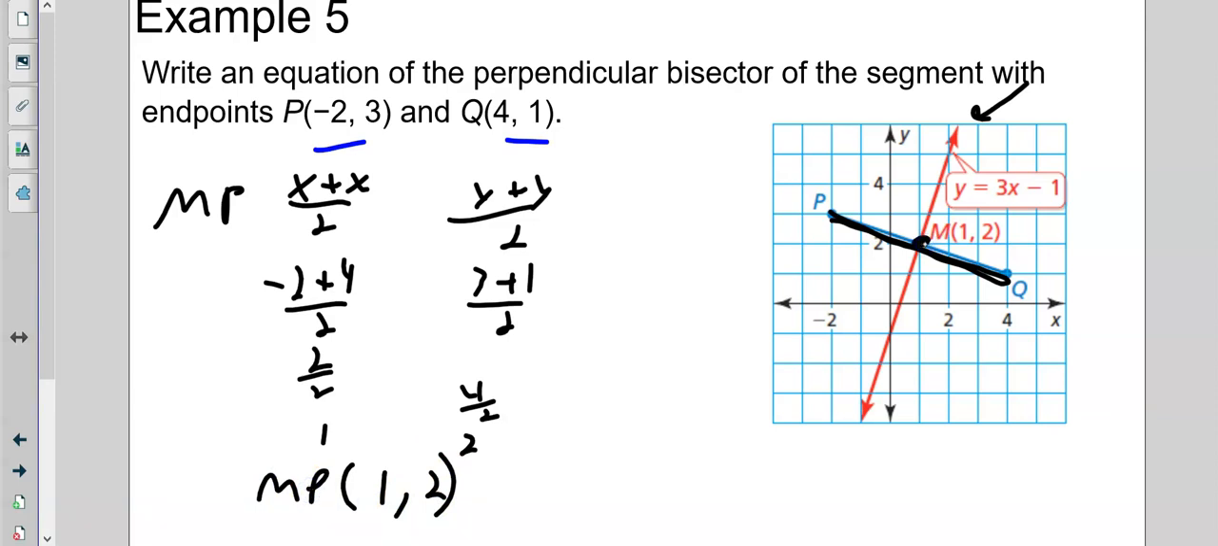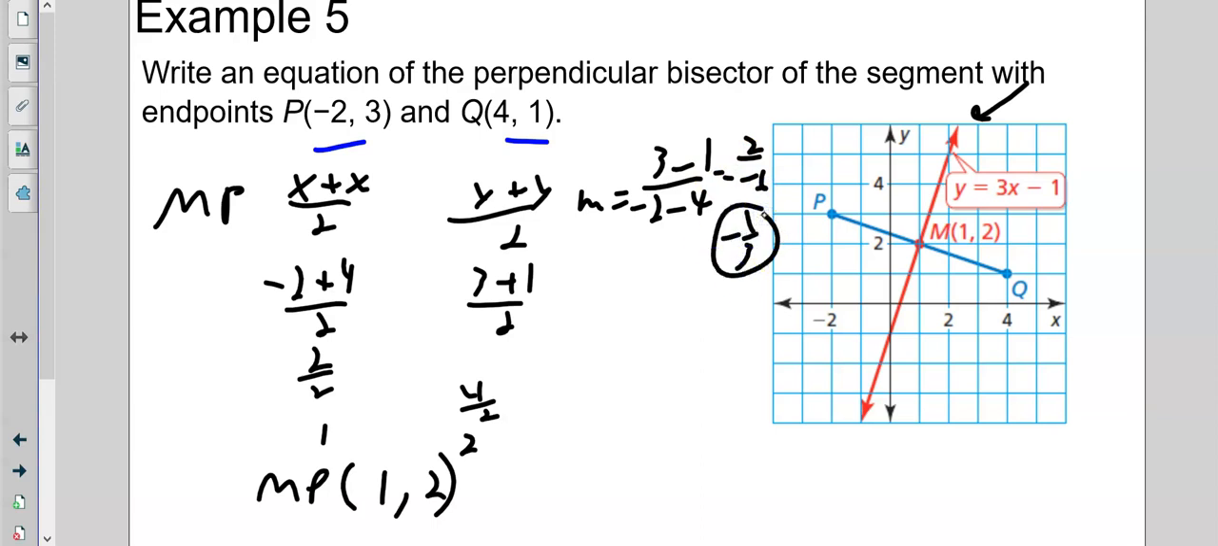Now, it has to go through at a perpendicular angle. Okay, the slope has to be perpendicular. So we need to find the slope of our original line. Well, if we didn't have a graph, we would have to do m equals y minus y over x minus x, which would be 2 over negative 6, which is negative 1/3. So that's the slope of this line.